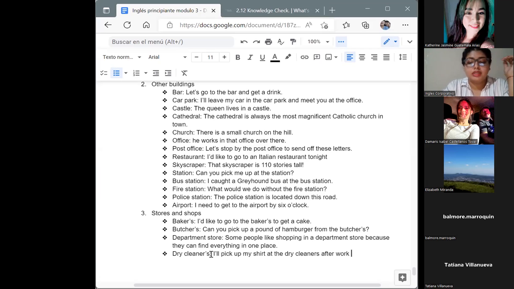Estas son las famosas tintorerías. La palabra pick up, ¿qué le agrega? ¿Qué significa? Recoger. Pick up es recoger. Can you pick up that for me? ¿Puedes recoger eso por mí? Así que esa es la traducción, recoger.